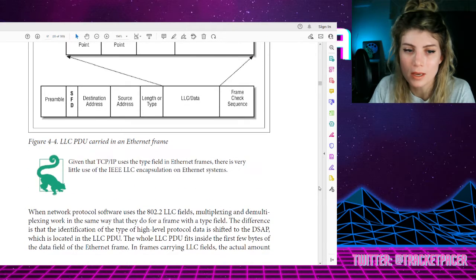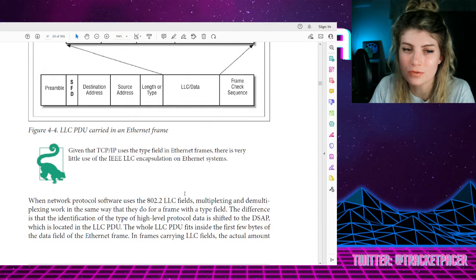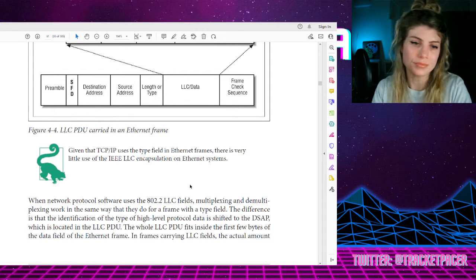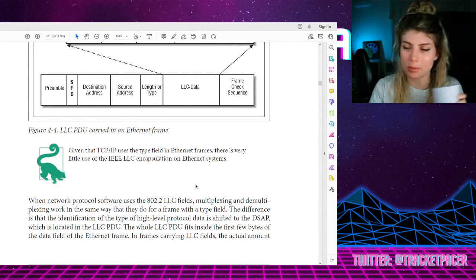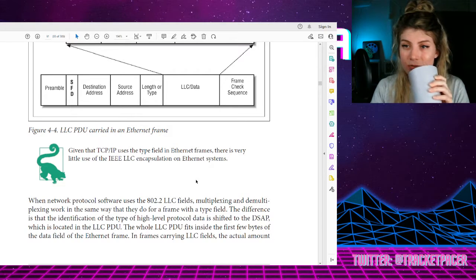Given that TCP/IP uses the type field in Ethernet frames, there's very little use of the IEEE LLC encapsulation on Ethernet systems. Okay. So we're not going to see this very much, but we're still going over it because it's a feature of Ethernet.